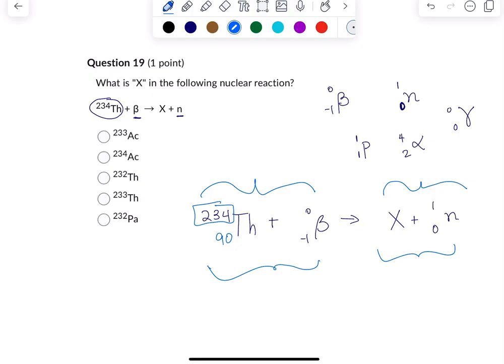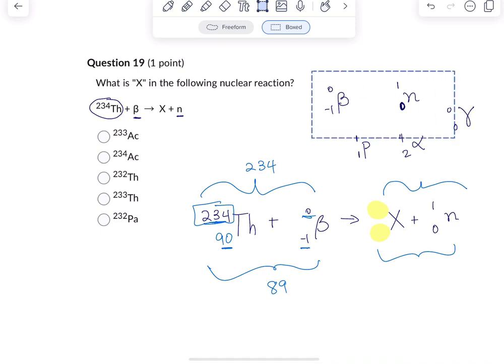And now I'm ready to solve. I have to solve for what number goes up here and what number goes down there, and that's going to tell me what that element is. So along the bottom, I have a 90 and a -1, which means that adds together to 89. Beta is the only one that's going to be negative. On the top, I have a 234 and a 0, so the top adds to 234.